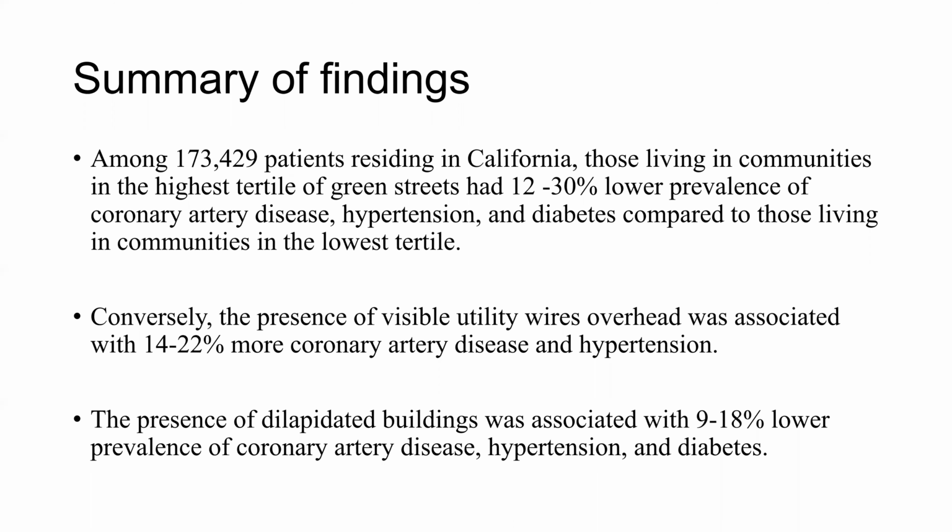So for the 173,000 patients or so, you see that green streets is generally associated with 12 to 30% lower coronary heart disease, hypertension, and diabetes, and visible utility wires is associated with a 14 to 22% increase in coronary heart disease and hypertension. And dilapidated building is also supposed to be associated with higher chronic conditions.